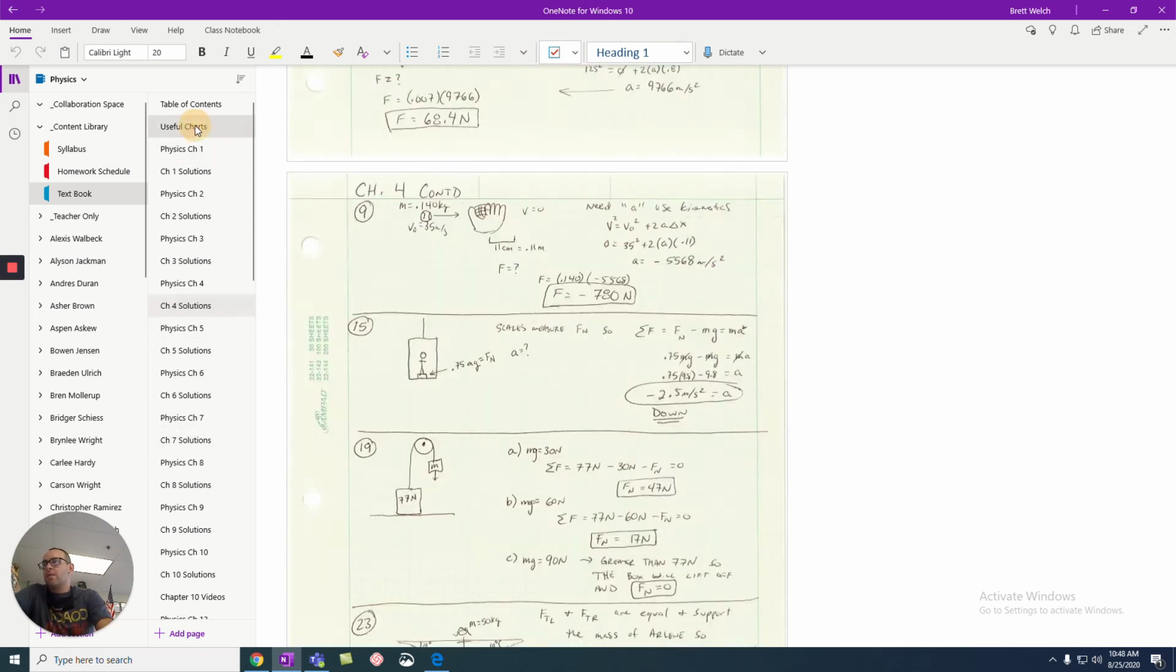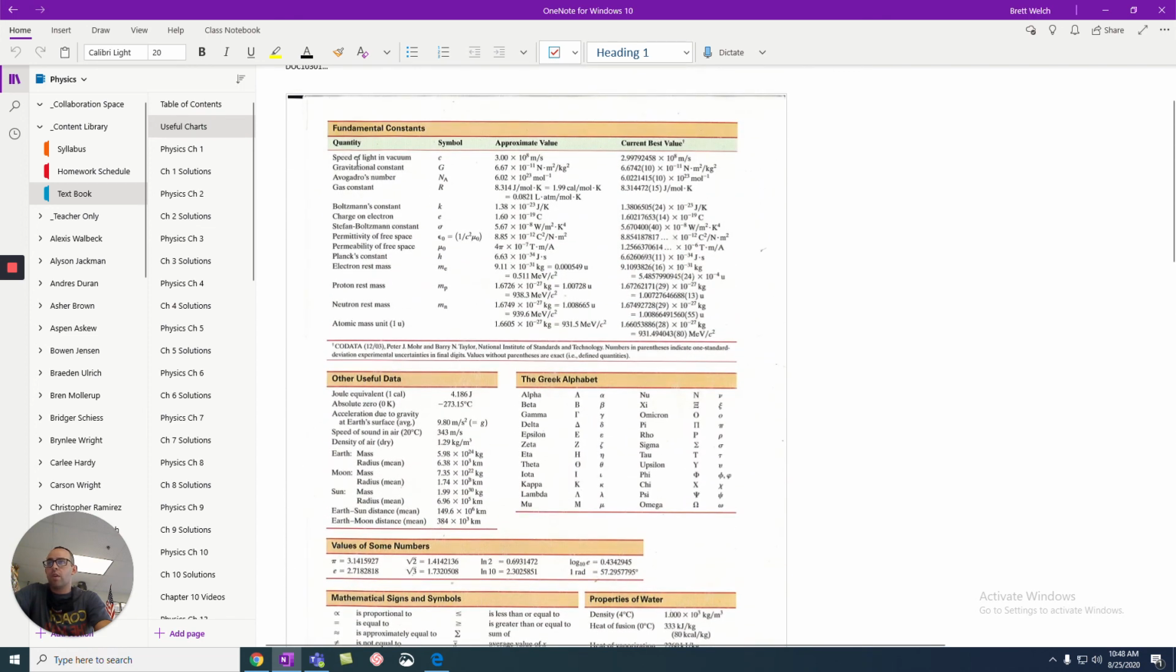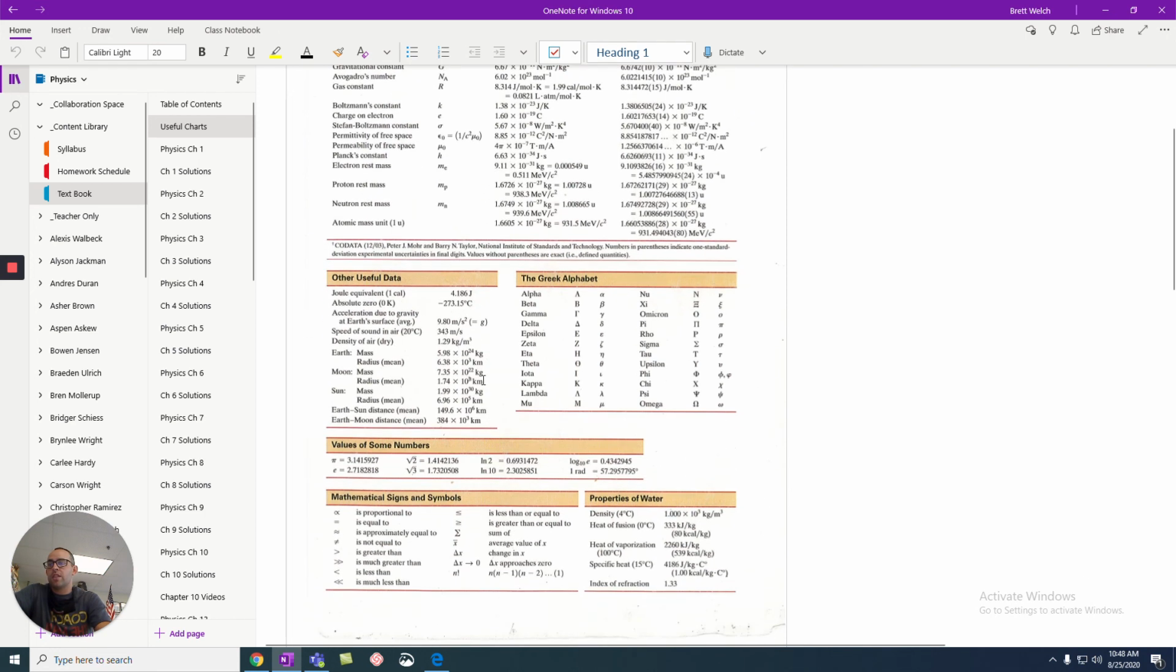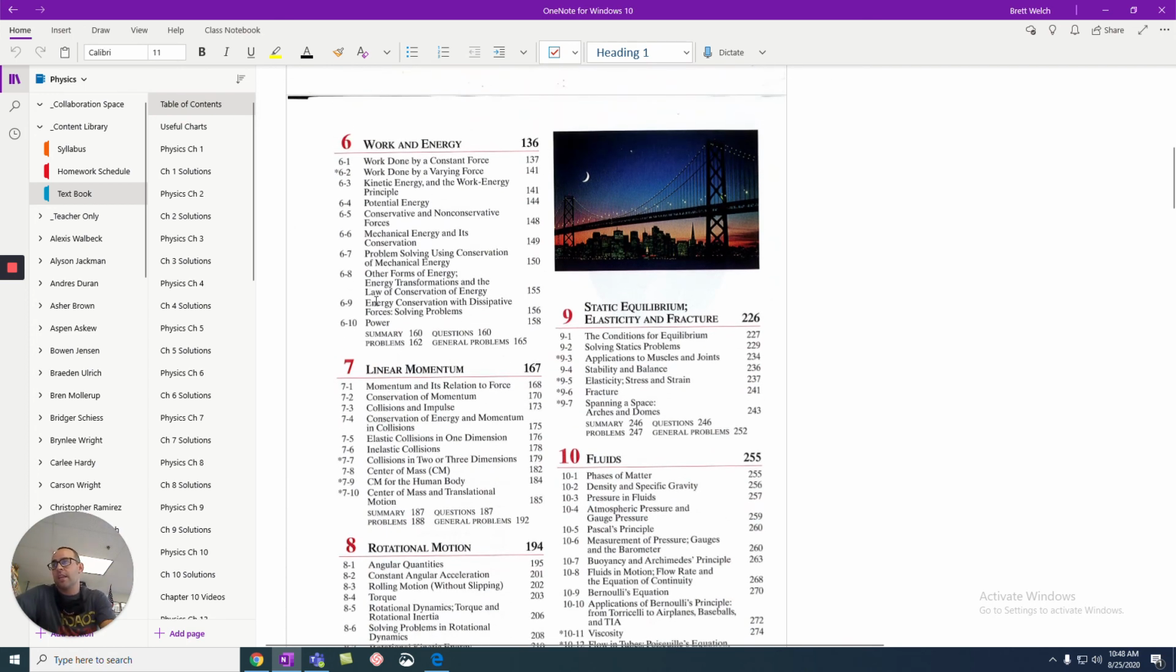Also, useful charts. In the front of the text, there is some important information like what's the speed of light, some sort of information like that you'll want to be able to reference. So that's in the useful charts. And table of contents tells you where stuff is in the chapters. If you're wondering about momentum, it's chapter 7. That tells you where to go look in the text. So that information is there for you to sort your way through.